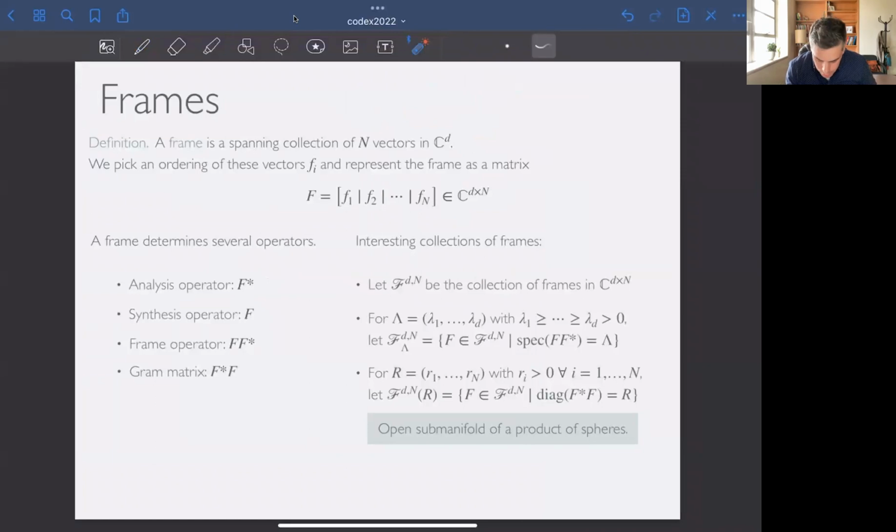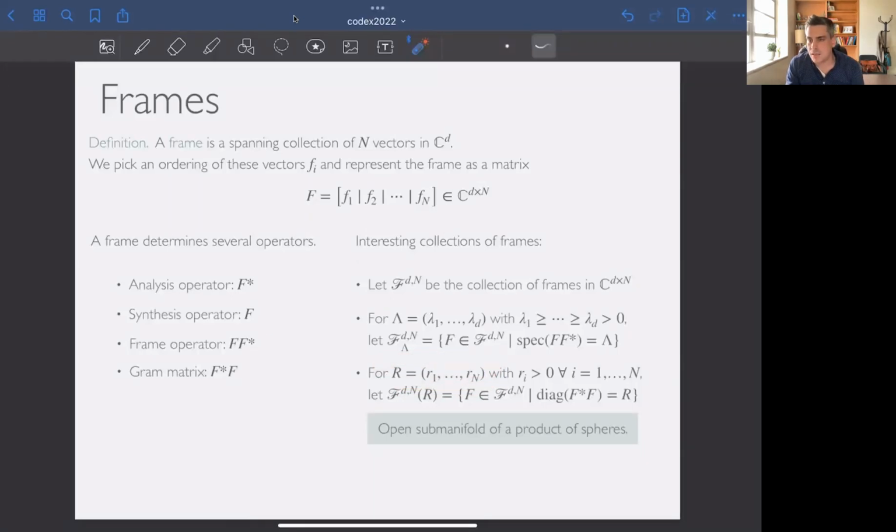On the other hand, the other thing I like to prescribe is the norms of the frame vectors, which is the diagonal of the Gram matrix. If I pick some reasonable diagonal entries, assuming the norms are all positive, then I'll use parentheses R to say I'm fixing the diagonal of the Gram matrix to be R, which is to say I'm fixing the norms of the frame vectors according to this list.